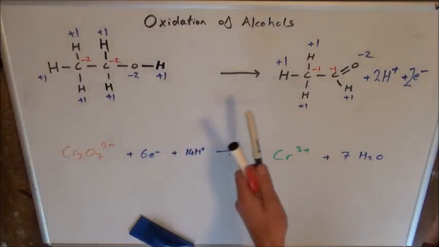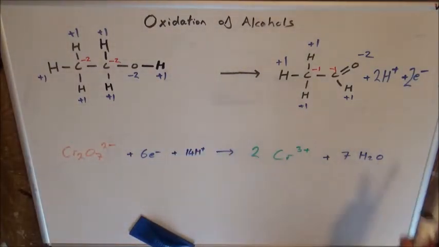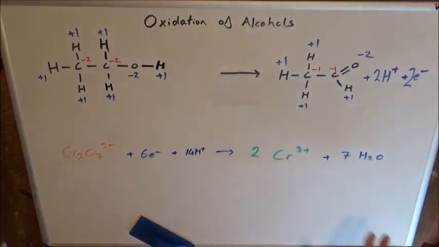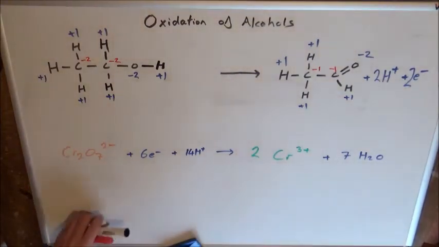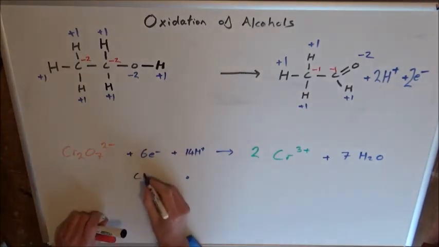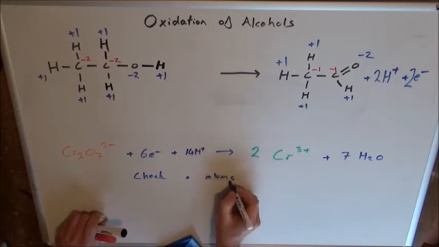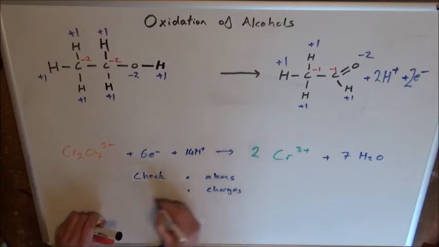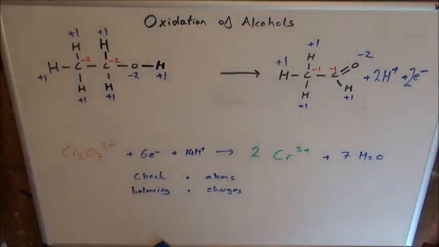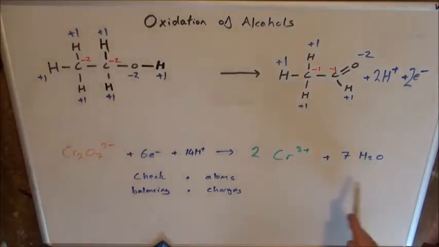And this is a half reaction for the oxidation of ethanol to ethanal. Whenever you've written a half reaction, always check it. First of all, check for the atoms, and then check for the charges. So we're checking the balancing. Always do that, and that way you'll never get one of these wrong. What you certainly shouldn't be doing is trying to memorize these half equations. You should learn how to work them out each time.